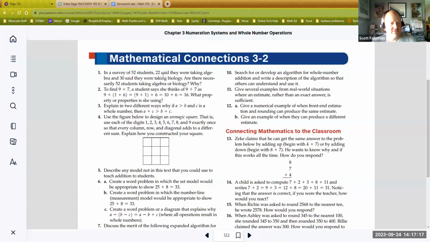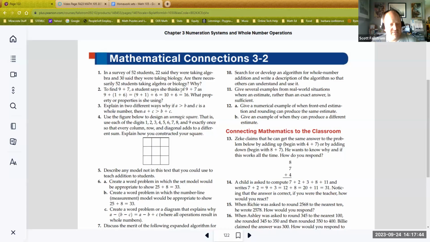So let's see here. Question 1, in a survey of 52 students, 22 said algebra, 30 said they're taking biology. Does that mean there's 52 taking algebra or biology? Oh, wow. So this ties right into what we were talking about, both in chapter 2 with sets, but also here with the definition of addition with the set model. So I'm going to leave that up to you. Does that mean there have to be 52? Okay, now remember, just because there's 52 students, you got to answer that question.